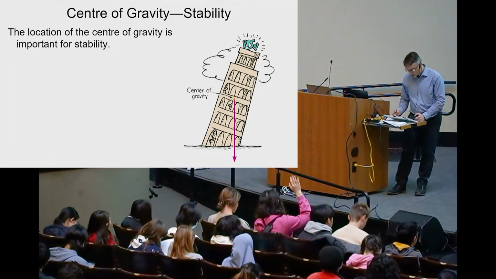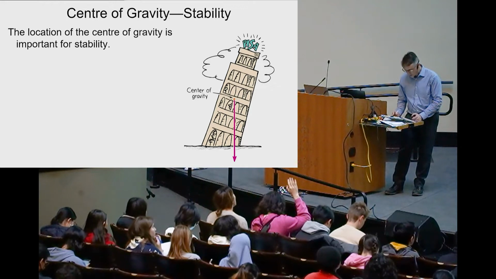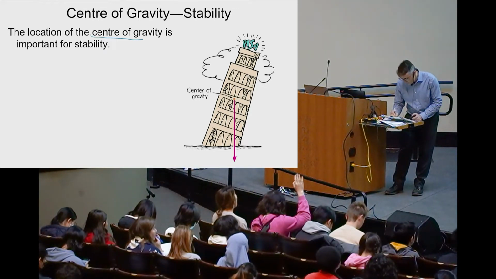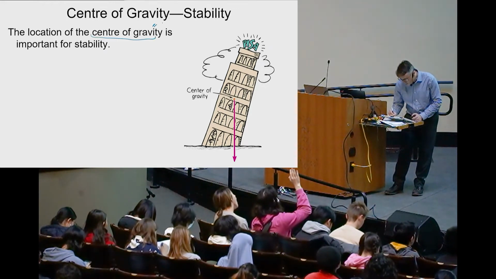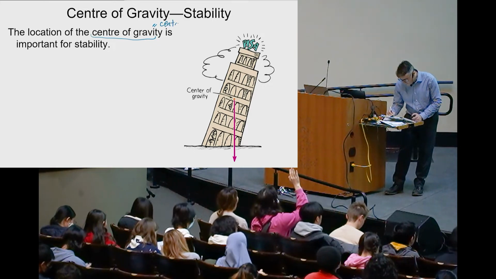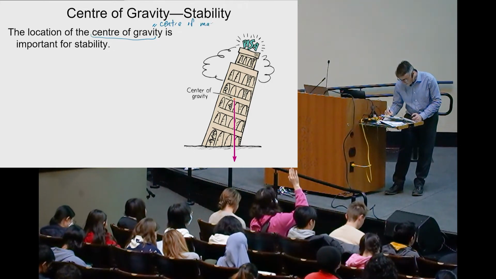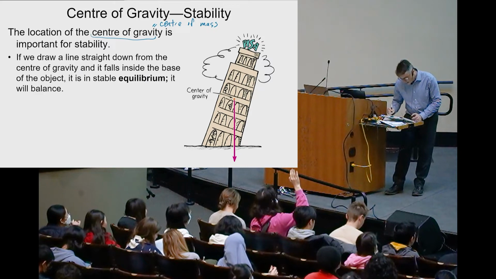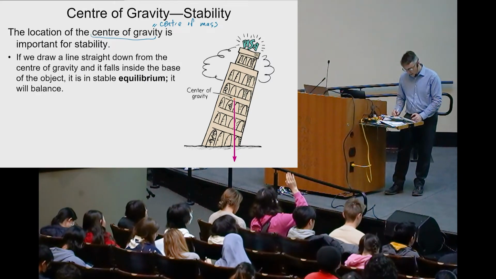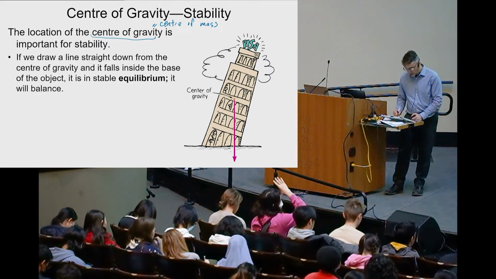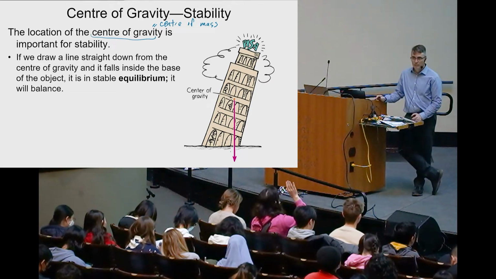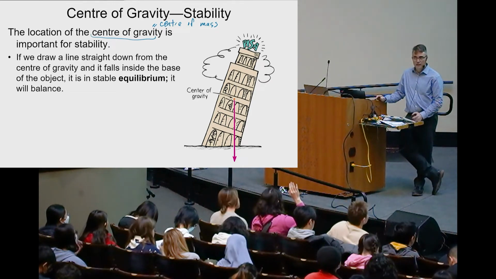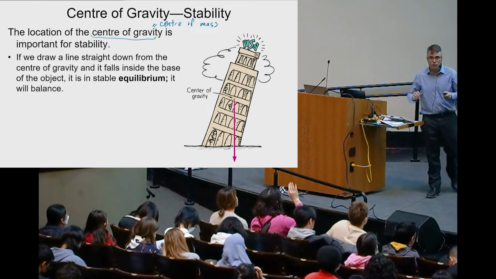So the location of the center of mass, or the center of gravity, which is, by the way, equal to the center of mass, is important for stability. If we draw a line straight down from the center of gravity and it falls inside the base of the object, then we say it's in stable equilibrium. A little shove and gravity will try to restore it.